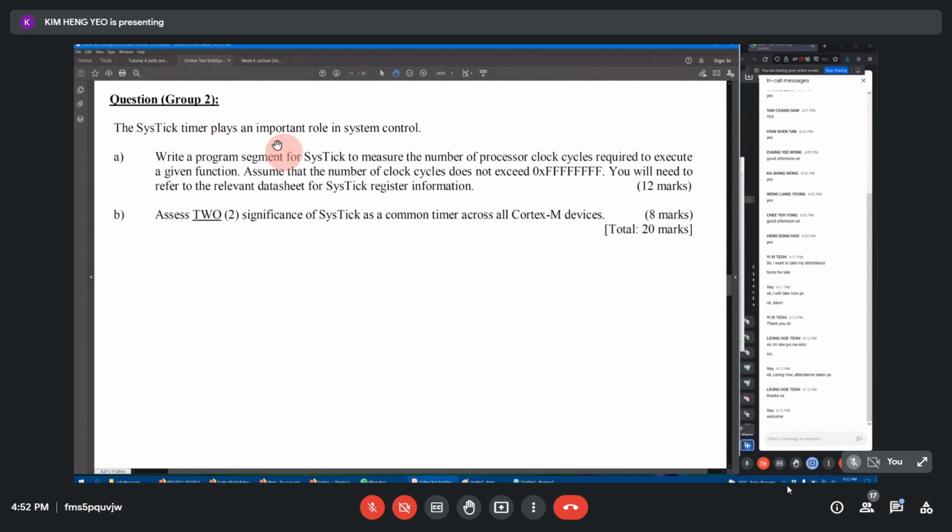So when we write programs, it's all in C. So I ask you to write a short C program segment. That means not a complete program, just part of a program. To do what? To measure the number of clock cycles needed to execute a function. So I'm going to give you a function, then I ask you to measure how many clock cycles are required to execute this function. And we are going to use the SysTick timer for this. Okay, let's look at the answer. How do we do this? Let's look at the answer.